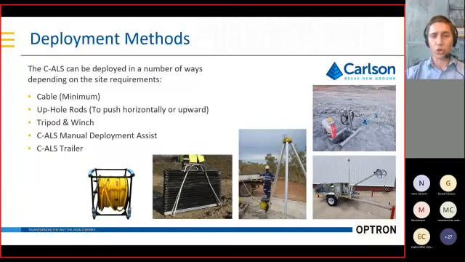Then you've got the tripod and winch option. If it's going to be quite a deep hole, the maximum depth we're looking at is about 200 meters that you can deploy, and it all depends on the length of your cable, of course. The tripod and winch will save on some physical input from your assistants or even yourself, if you have to do the scan yourself. And then we've got a bespoke manual deployment assist. That's the wheel option that you can see there at the top of the slideshow. You can see how that cable is feeding in. It's got clamps that lock it while it's performing its scan. And then there's also the trailer option. I'll elaborate on this a little bit more in the next slide.